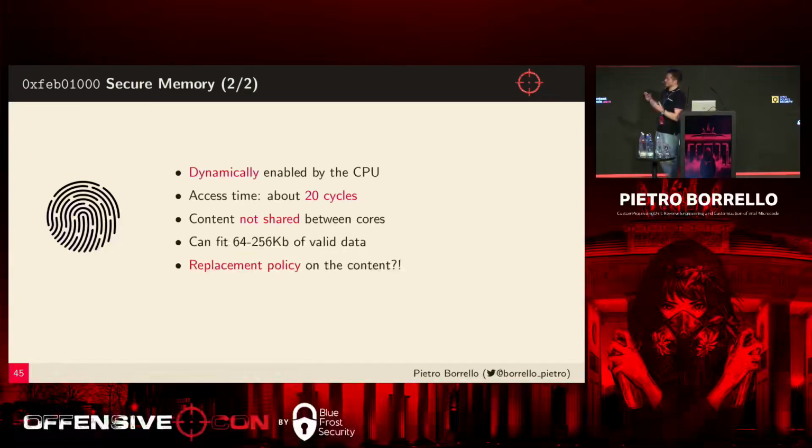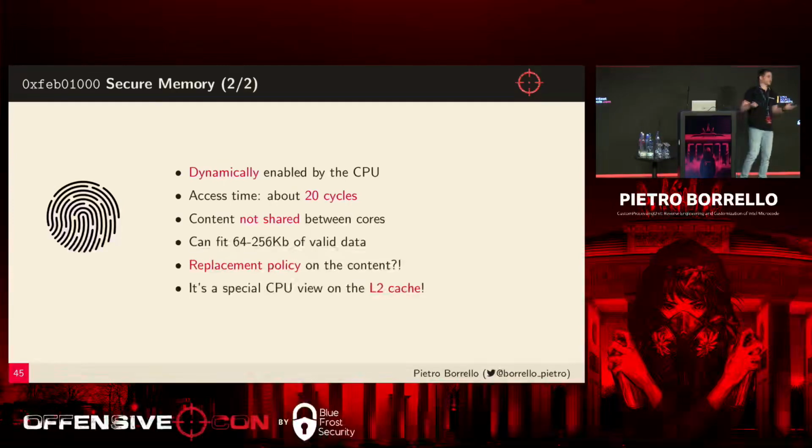We have some kind of strange behavior that really resembles a cache, I would say. So our hypothesis, which is, I mean, not confirmed, but that's my hypothesis, is that this is a special view that the CPU has on the L2 cache, which fits with the access time, with the fact that the content is not shared, with the fact that you can only fit a limited amount of data, and with the replacement policy that looks like a cache replacement policy.